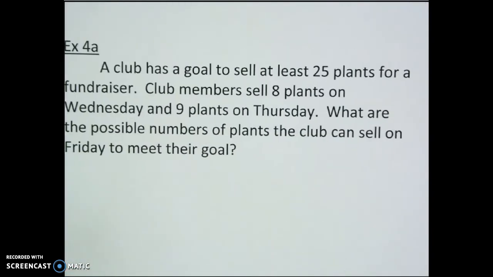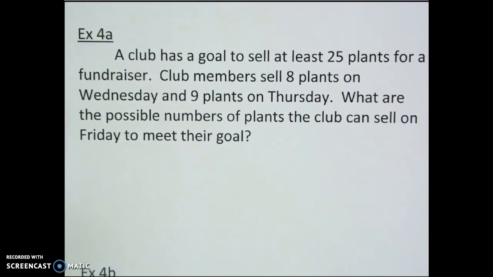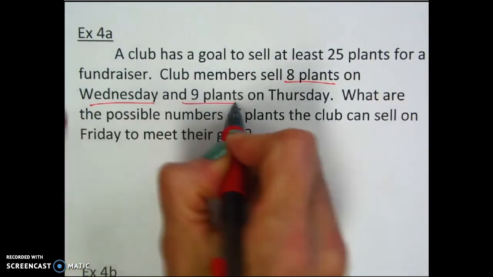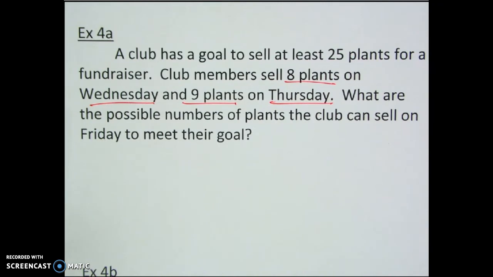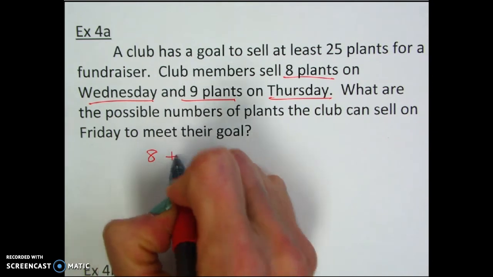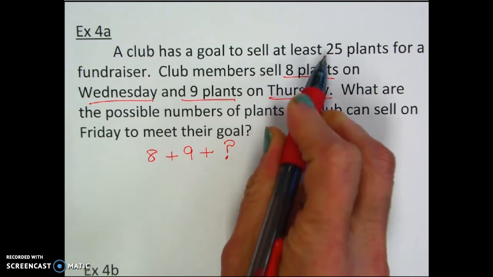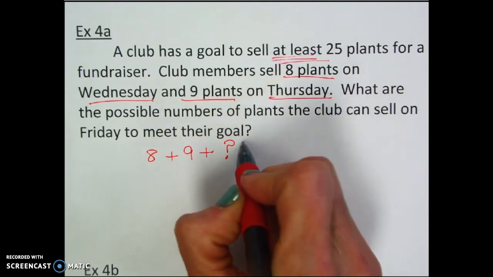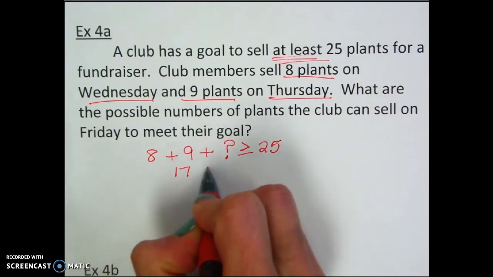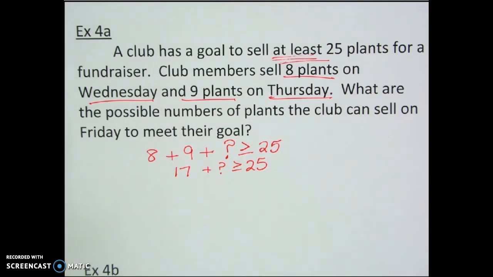All right, a word problem. A club has a goal to sell 25 plants for a fundraiser. Club members sell 8 plants on Wednesday, 9 plants on Thursday. What are the possible numbers of plants they can sell on Friday to meet their goal? So 8 plants on Wednesday plus 9 plants on Thursday plus how much? We want to sell at least 25, which means greater than or equal to 25. Well, this is 17. What could this number be so that we sell at least 25?